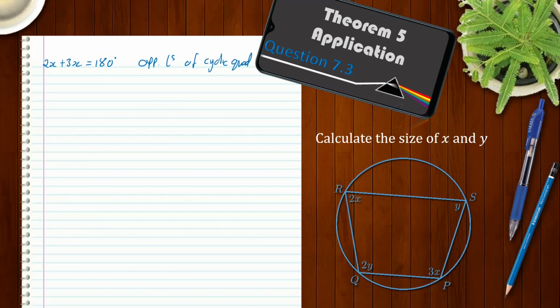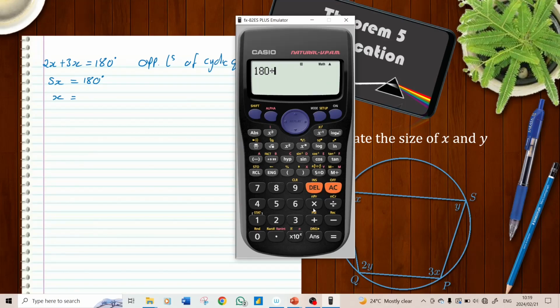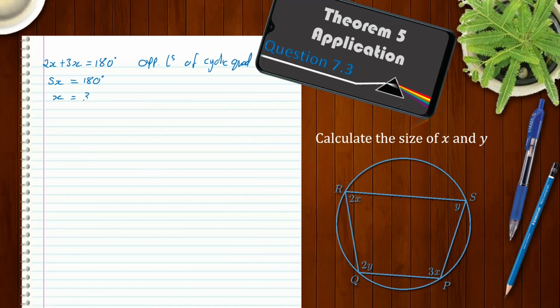And just go ahead and solve for x. These two add together, they give us 5x equals 180. Then if we divide both sides by 5, 180 divided by 5 gives us 36 degrees. And then the same for y. We've got 2y plus y is equal to 180 degrees, opposite angles of cyclic quad. That gives us 3y equal to 180, and 180 divided by 3 gives us 60. So y is equal to 60 degrees.